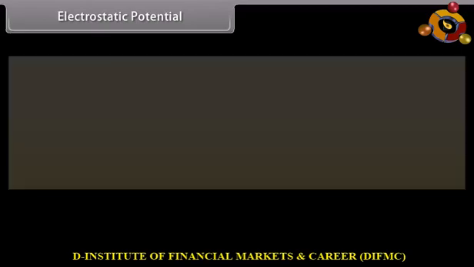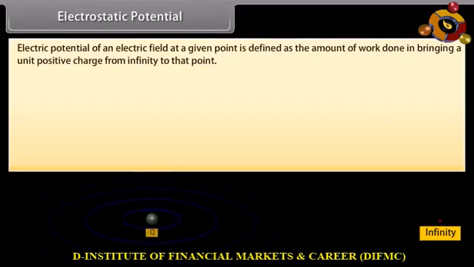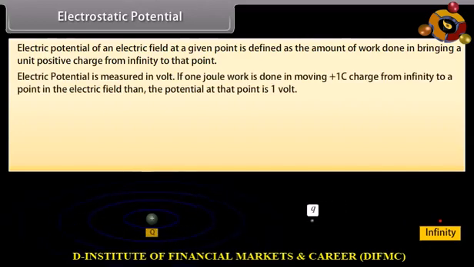Electrostatic potential. Electric potential of an electric field at a given point is defined as the amount of work done in bringing a unit positive charge from infinity to that point. Electric potential is measured in volt. If 1 joule of work is done in moving plus 1 coulomb charge from infinity to a point in an electric field, then the potential at that point is 1 volt.